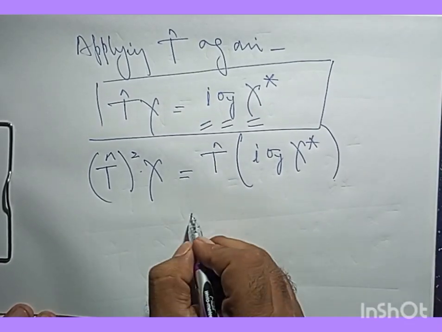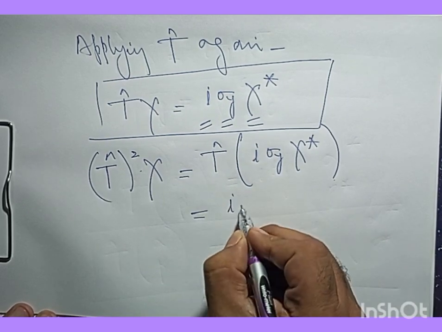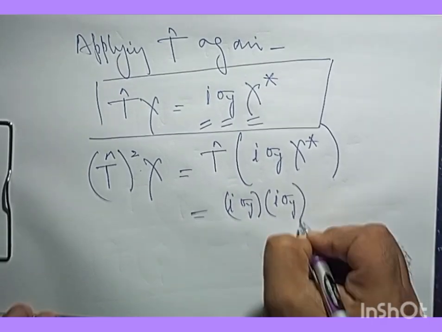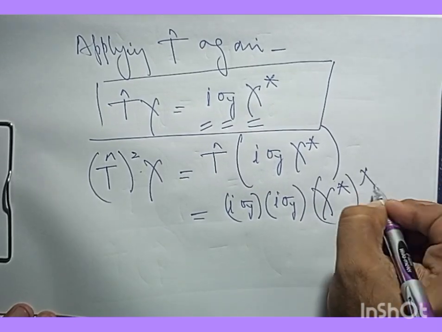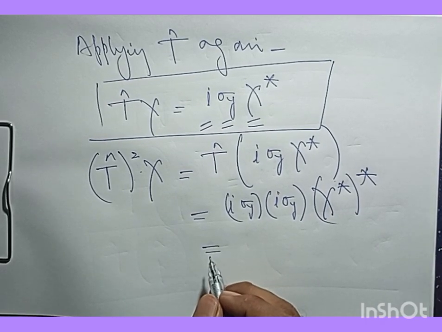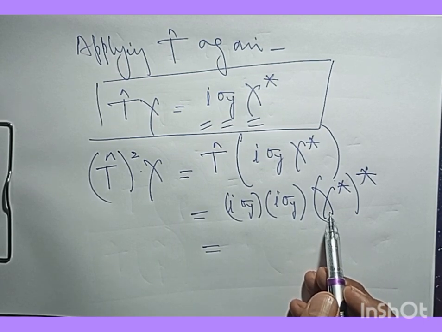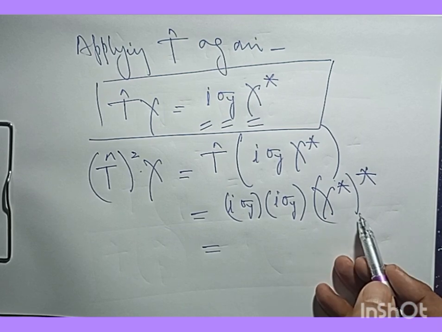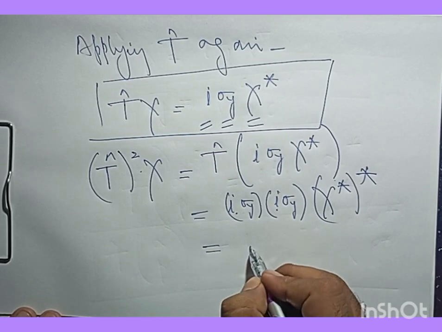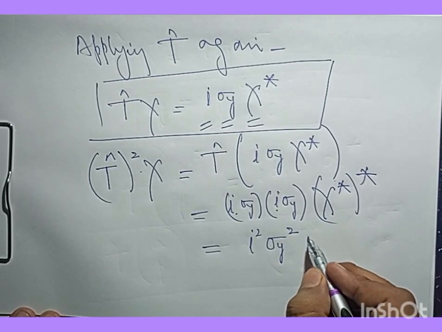So what are we going to obtain from here? When we apply it again, I will again have i sigma y, the original i sigma y, and then chi star star. So what do we have here? This chi star is the complex conjugate of chi, and if we take the complex conjugate of chi star, it will give me chi. So what I'll get here is iota times iota, which gives iota square, and sigma y times sigma y is sigma y square, and we will have chi.